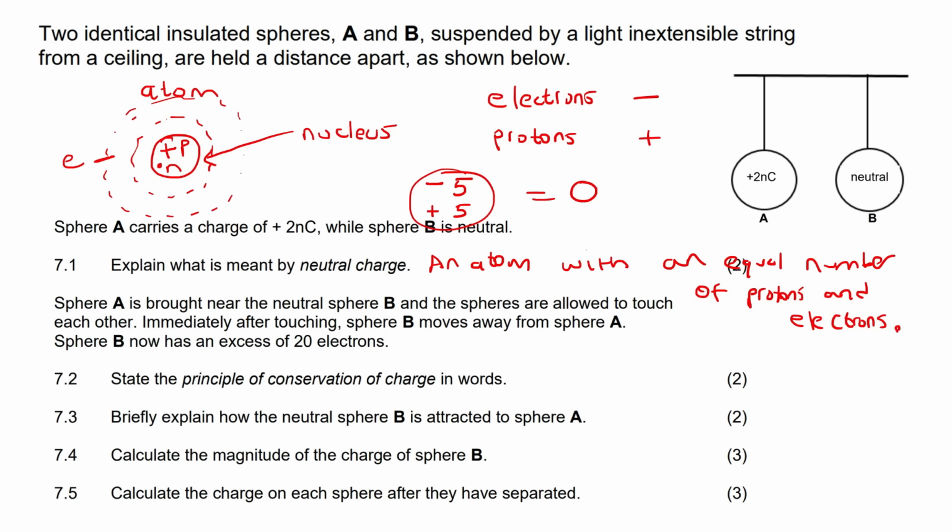Okay, let's move on. Sphere A is brought near the sphere B, and the spheres are allowed to touch. Immediately after touching, sphere B moves away. Sphere B now has an excess of 20 electrons. Okay, so let's talk a little bit about that.